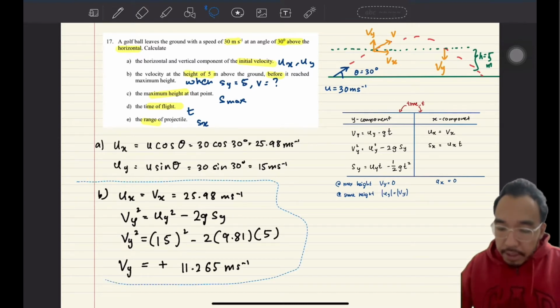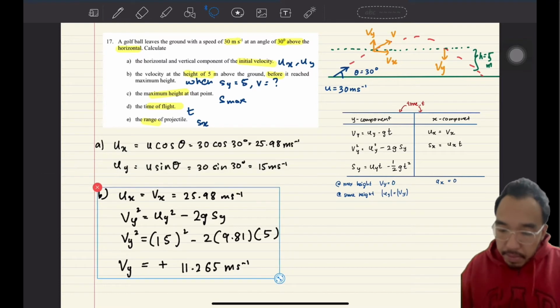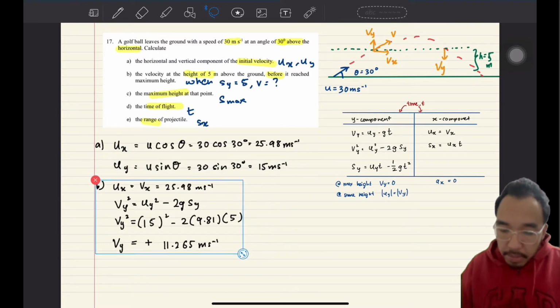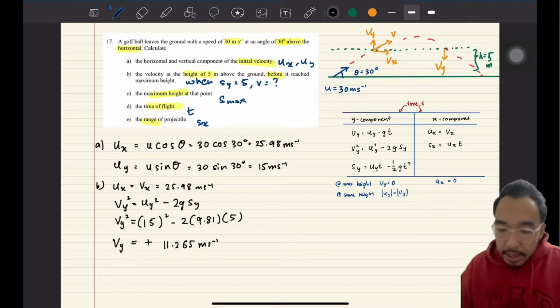But you haven't finished yet. I'm going to make this one a little bit smaller because we're running out of space. Now you do have your Vx and Vy. To find the magnitude V is simple: the square root of Vx square and Vy square. We can write down the formula first.